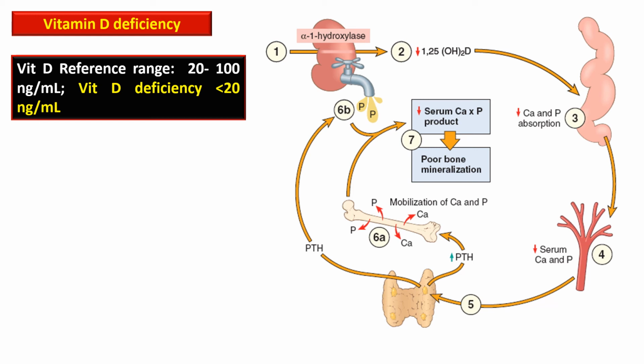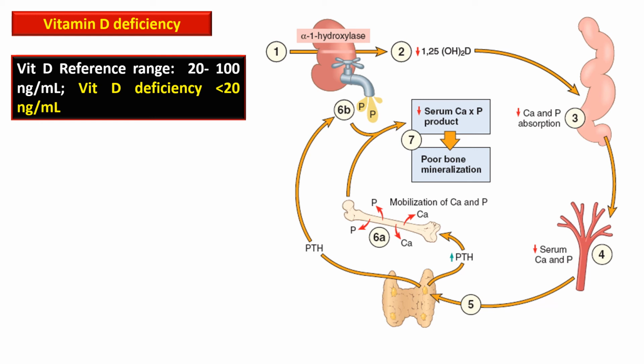In vitamin D deficiency states, the substrate for alpha-1 hydroxylase is decreased. Hence, the vitamin D concentration in the blood is also less. So, the facilitatory role of vitamin D in absorption of calcium and phosphate from the intestine is reduced. This will lead to decreased serum calcium and phosphate concentration, and this decrease is sensed by the parathyroid gland, and this parathyroid gland then secretes parathyroid hormone.